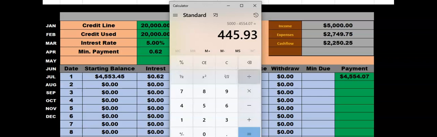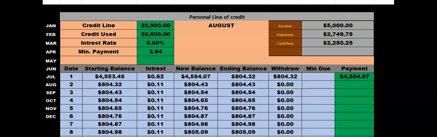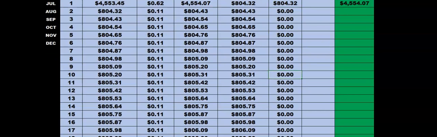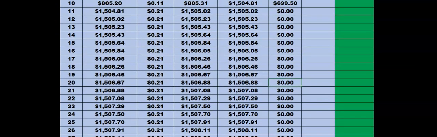Since we have this in the checking account, when we go to make that withdrawal, we need to withdraw $1250.25 on the 1st, but we will only withdraw $804.32. So that amount withdrawn plus what you already have in your checking account will equal the $1250.25. So on the 10th, we'll have coming out $699.50, and then on the 20th we will have coming out the $800.